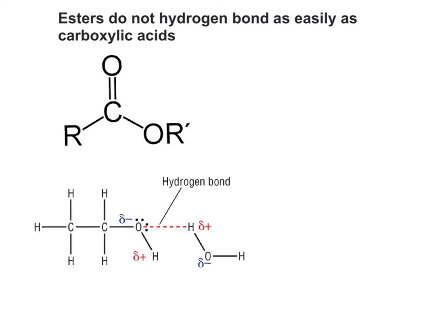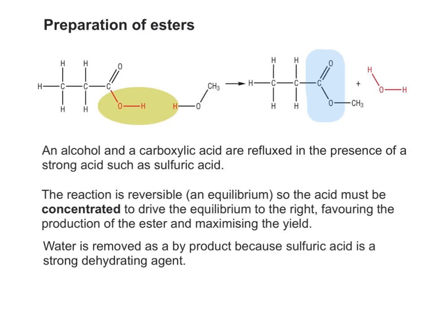So esters don't hydrogen bond quite as easily as carboxylic acids due to the absence of the hydrogen atom attached to the oxygen. So as such, they're not quite as soluble. So what you need to do to make an ester is to reflux an alcohol and a carboxylic acid together in the presence of a strong dehydrating agent such as sulfuric acid. Because it's a reversible reaction, the acid must be concentrated to try and drive the equilibrium as much as possible to the right, favouring the production of the ester and maximising its yield.